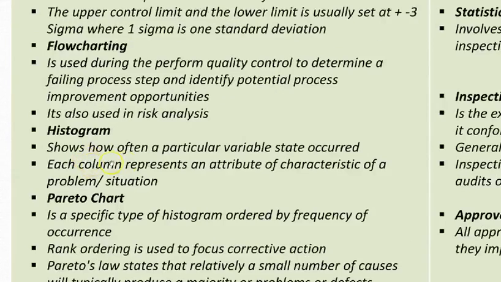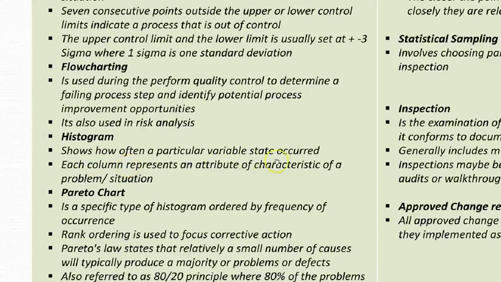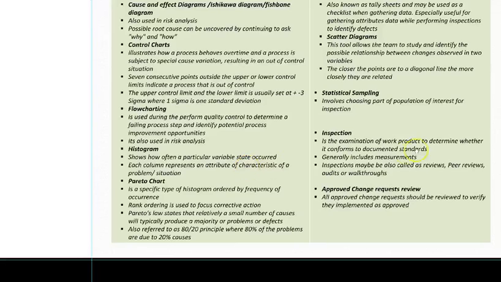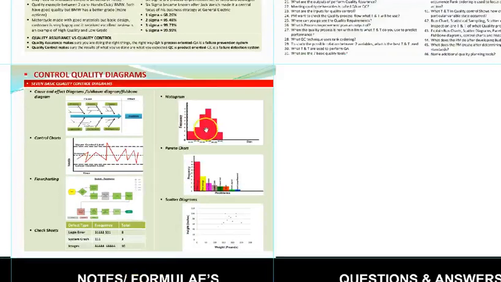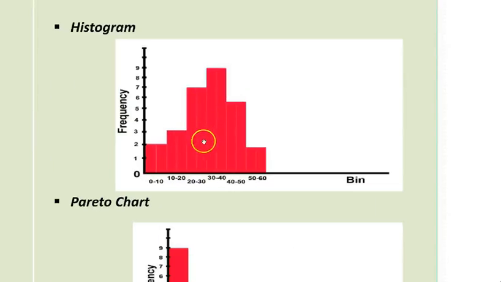We have the histogram, which shows how often a particular variable state occurred. Each column represents an attribute or characteristic of a problem situation. Now, the picture for the histogram is right here. So each bar is a problem, and it shows the frequency that it happened, and they are put in boxes or bins or groups.